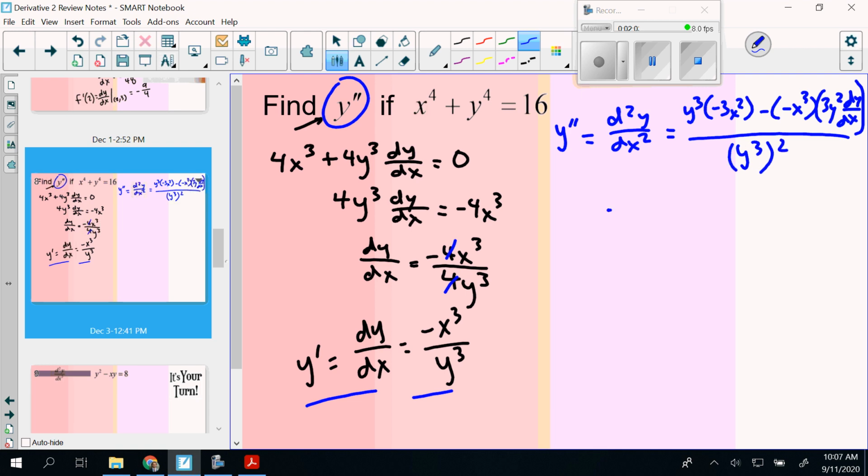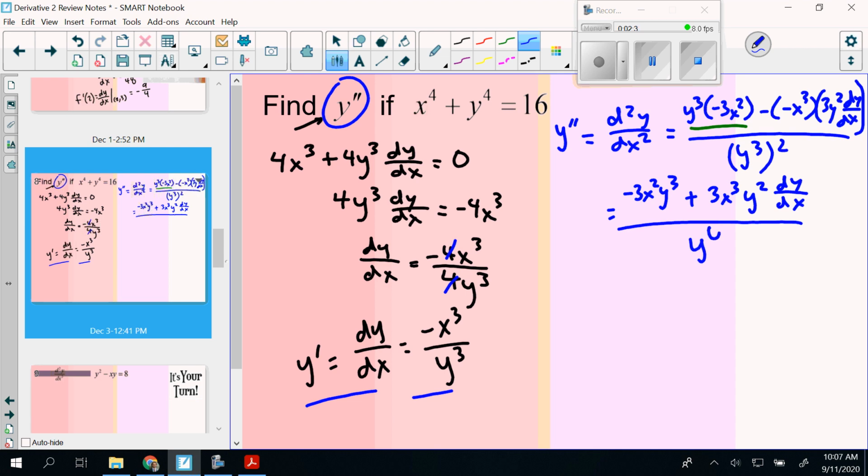All right, let's see if we can simplify that down. There are some terms we can multiply on this first one, so I'm going to make that negative 3x squared y cubed. On that next one, we've got minus and negative, so that's going to turn into plus. So we've got plus, and multiplying that, we get 3x cubed y squared dy/dx. And then on the bottom, power to power, we multiply, y to the 6.